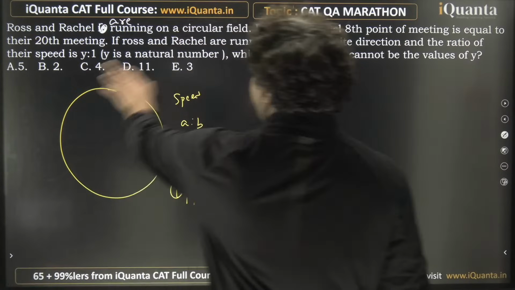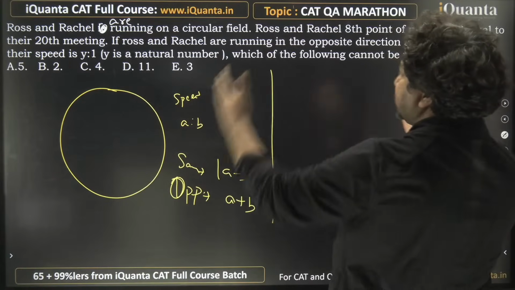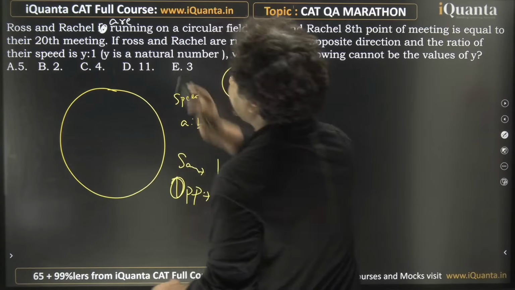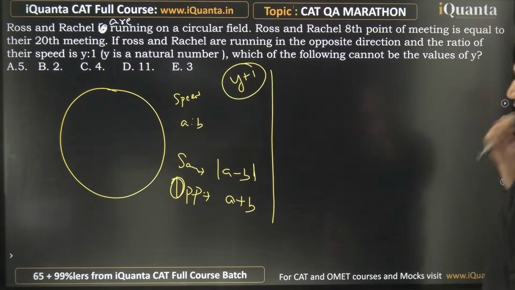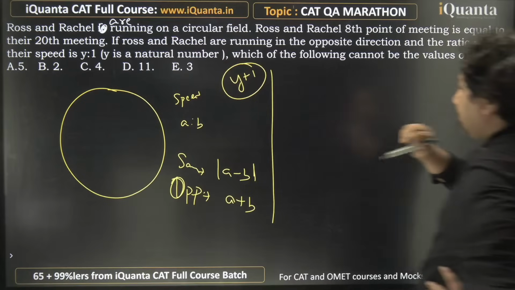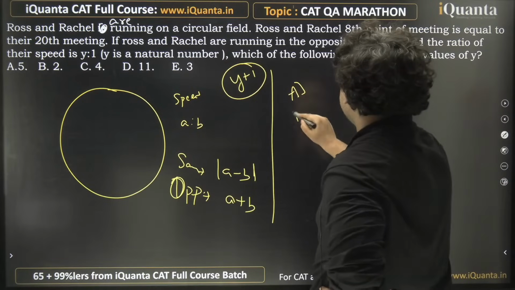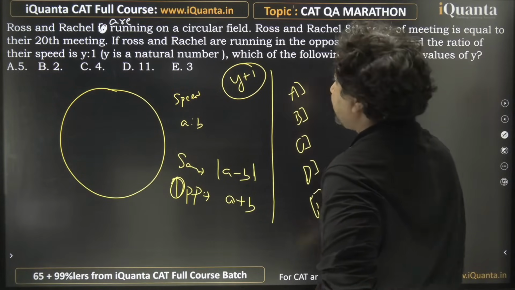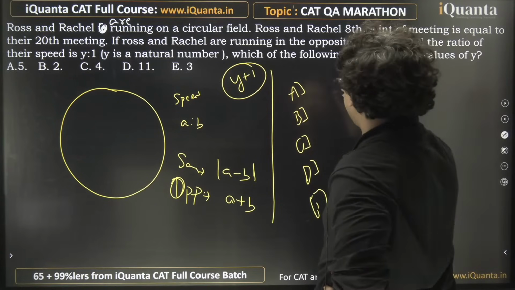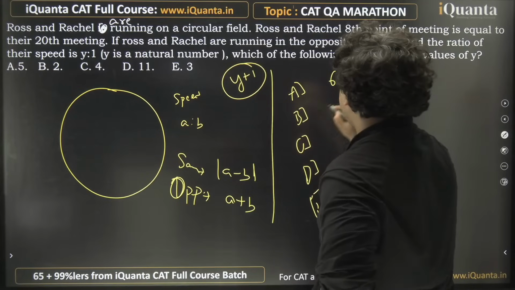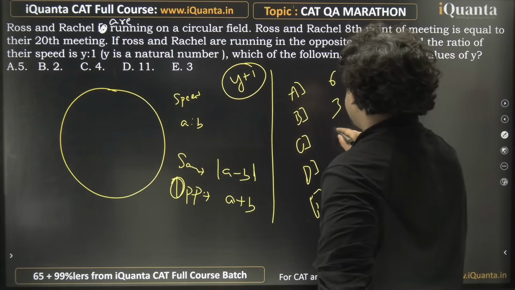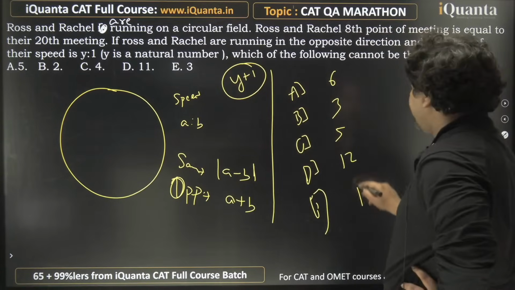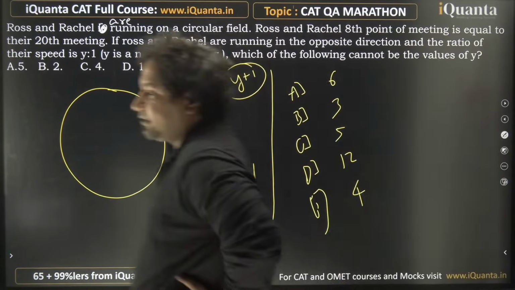So y is to 1. Running in the opposite direction, that means there will be y plus 1 distinct meeting points in this question. Okay. So for the first option, we'll have 5 plus 1, 6 meeting points. For B, we'll have 3 meeting points. For C, we'll have 5 meeting points. For D, we have 12. And for E, we have 4 meeting points. Is that right?